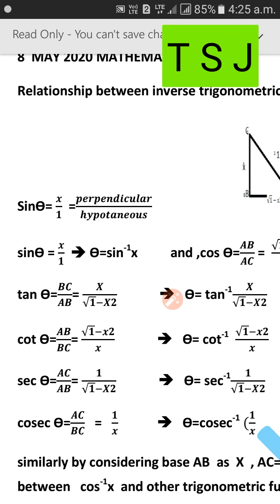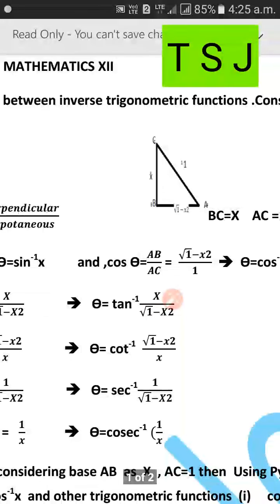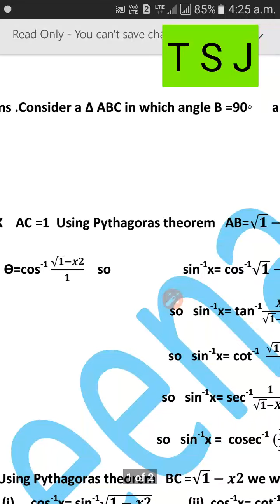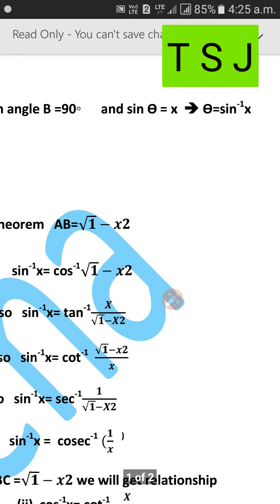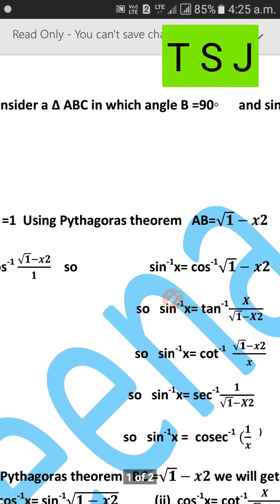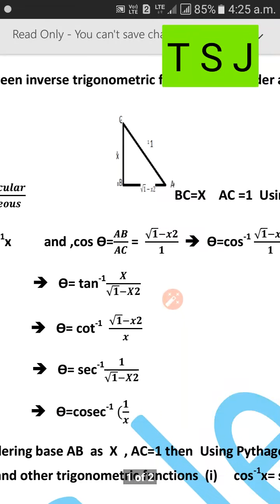Good morning, students. Today we will learn the relationship between inverse trigonometric ratios functions. Consider a triangle ABC in which angle B equals 90 degrees and sine theta equals x. So theta will be sine inverse x.